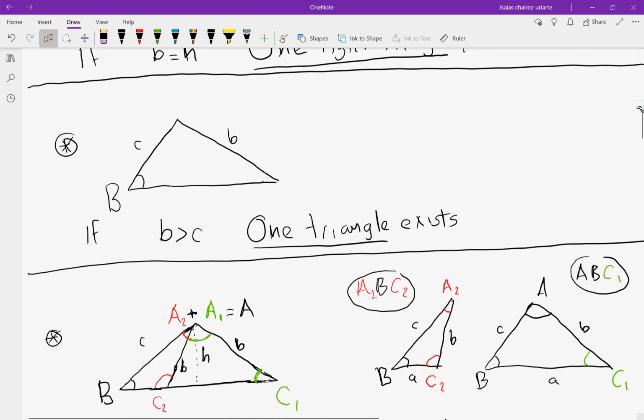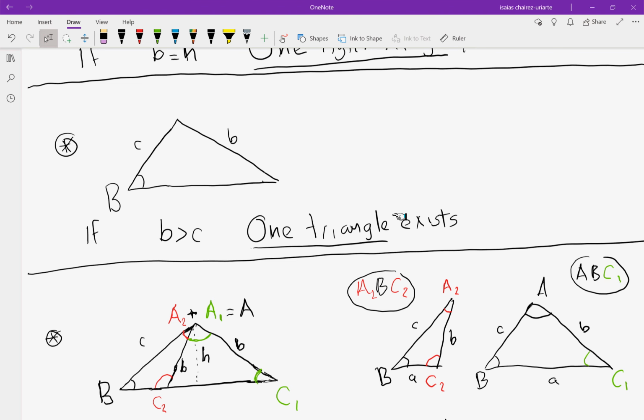All right, third scenario. The third scenario is where you are given two side lengths, again, an opposite side, and in this case, side length B is bigger than side length C. So the side length that's associated with the angle is bigger than the other side length, then only one triangle exists.